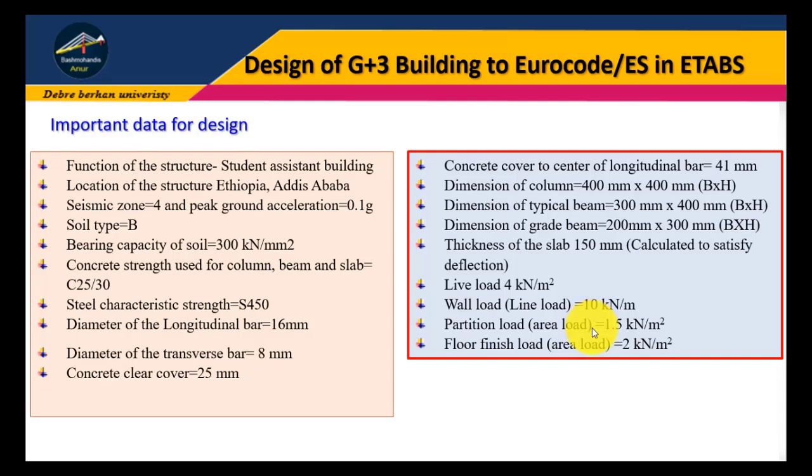በፓኔል ውስጥ ያለ ፓርቲሽን ሎድ ፕራክቲካሊ እንደምታዩት ወይም ደግሞ አርኪቴክቸራል እንደምናየው from panel to panel the partition load is different. Okay, ይለያያል. ነገር ግን እዚህ ጋር for illustration purposes in this tutorial we have assumed that all the panels or rooms have the same partition load, which is 1.5 kN per meter square. Okay, floor finish, this is also area load, 2 kN per meter square. Okay, ይሄ እናንተ ራሳችሁ calculate ማድረግ ትችላላችሁ.